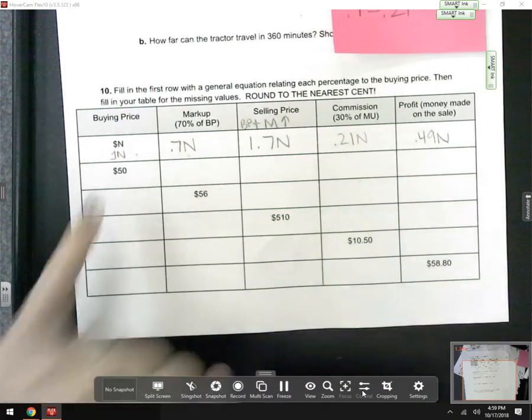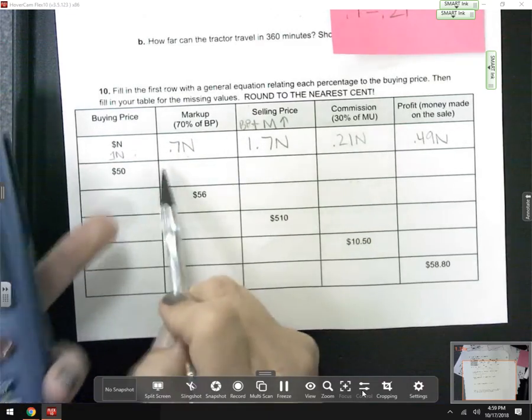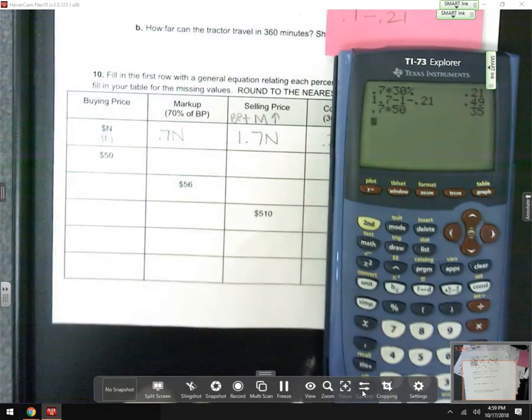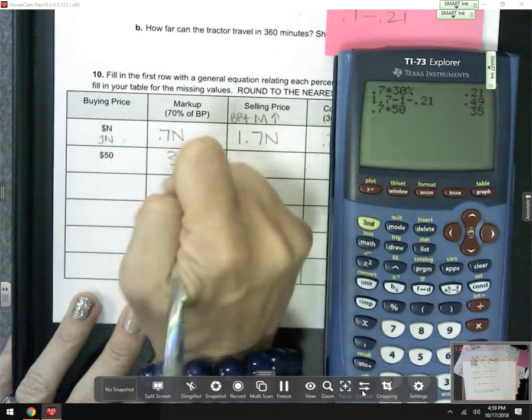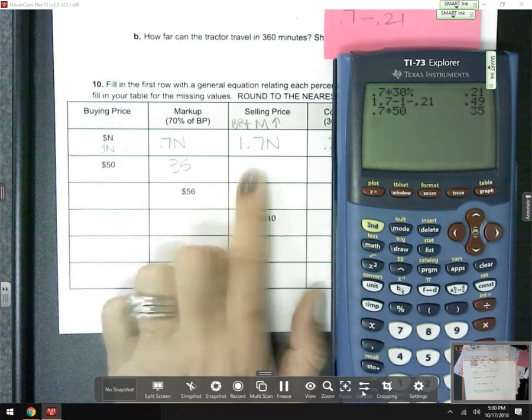So when we're given the buying price, it's really super easy to fill all this in. All we have to do is just substitute this in for n. So for my markup, 0.7 times n, which is 50, that's $35. And if you need to pause this, please feel free to do so.